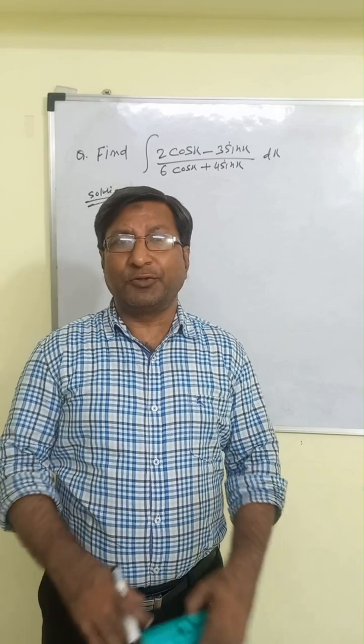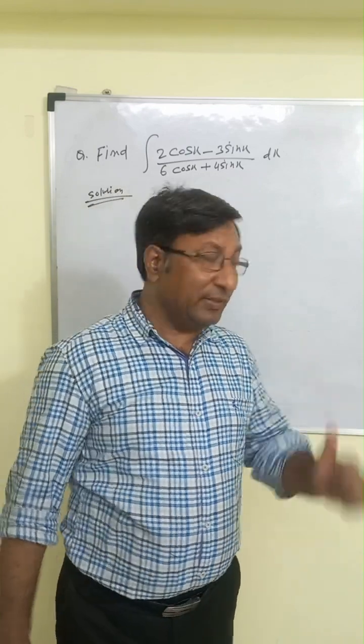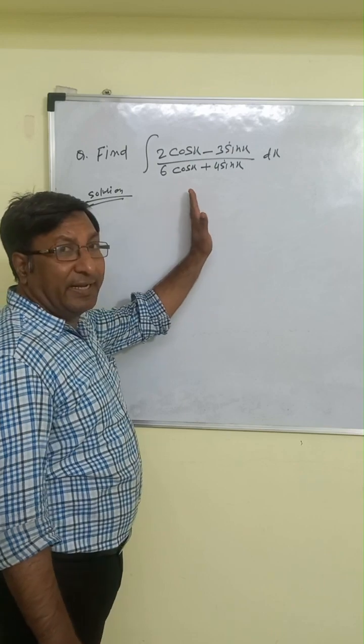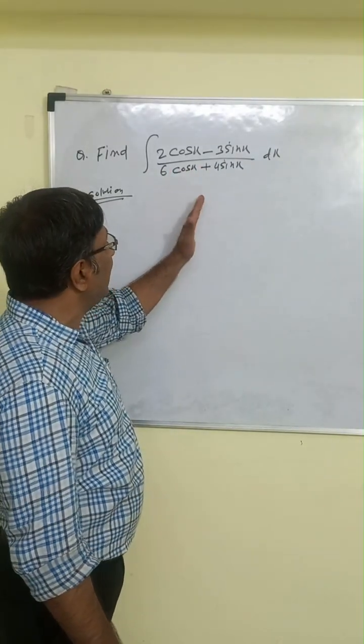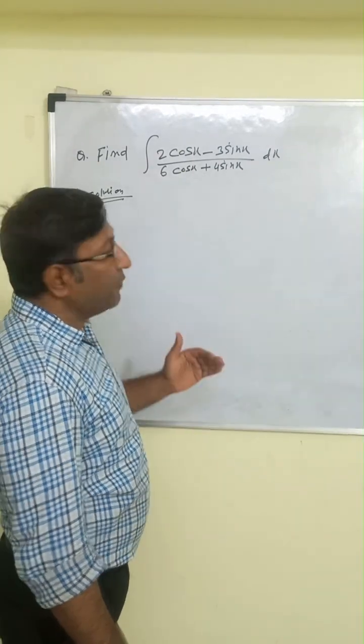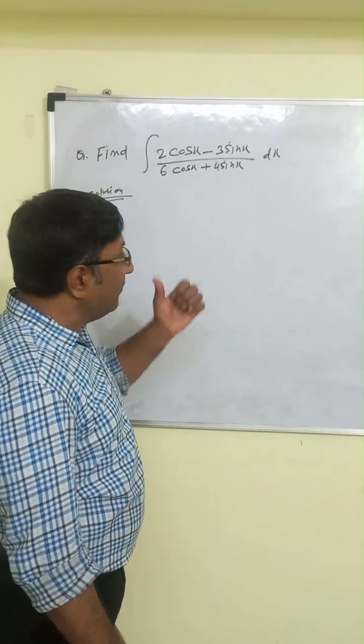Most important question of integration. Let us see the question. Find the integration of (2 cos x minus 3 sin x) divided by (6 cos x plus 4 sin x) dx. For this type of question, the simple technique is first to simplify it.